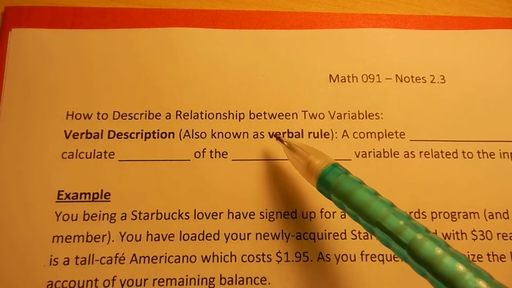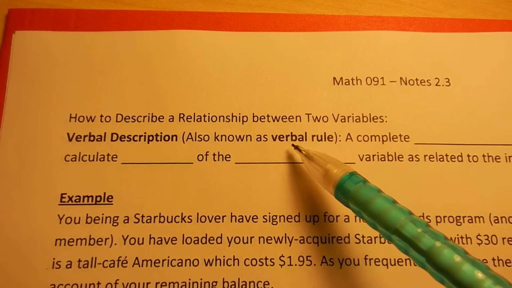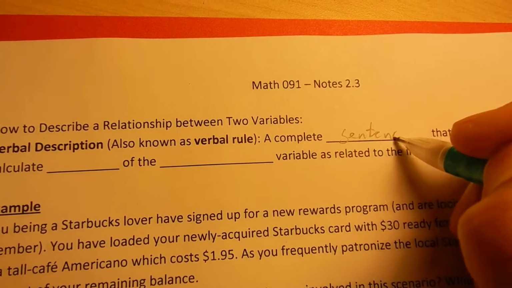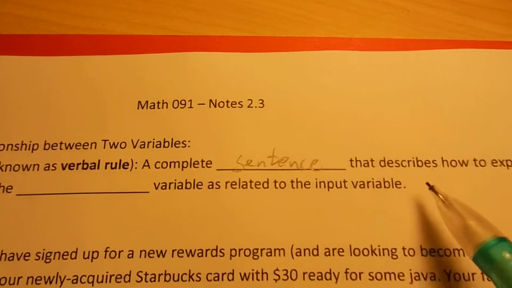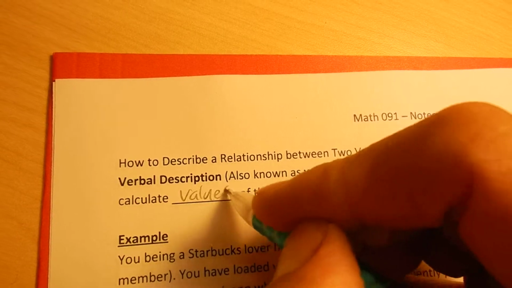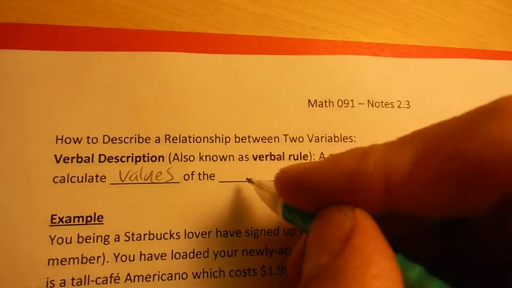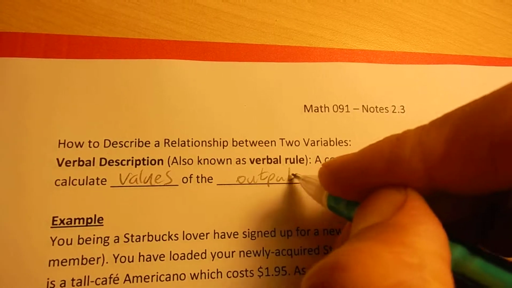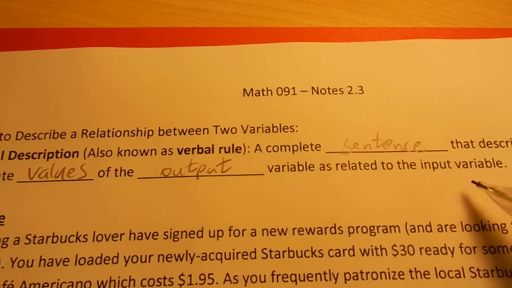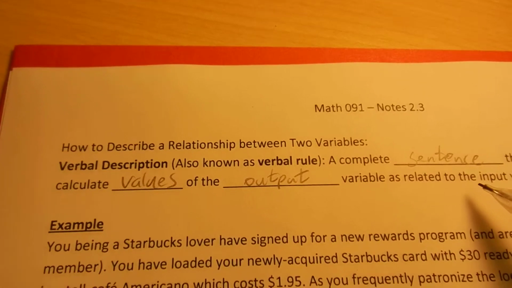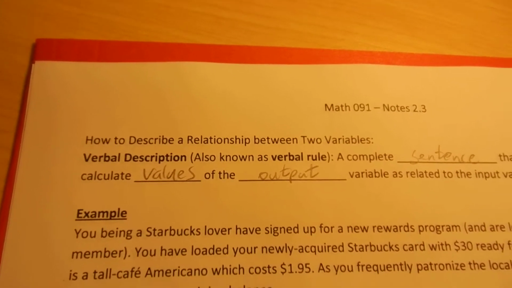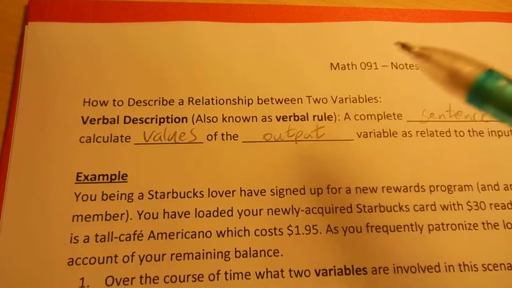And really, it could also be known as a verbal rule. You'll read about that. But it really is simply a complete sentence that describes how to explicitly calculate values of the output variable as it relates or as related to the input variable. So a complete sentence that describes how to calculate output values is what a verbal description is. So let me give you an example here.